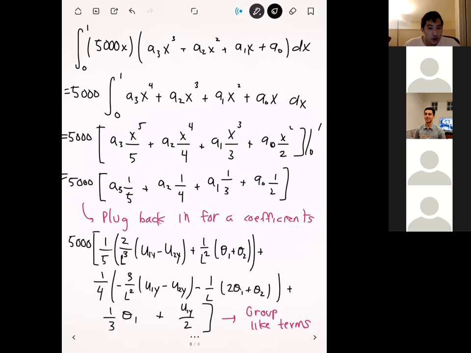And thankfully, after we group the like terms, we'll basically be done from here. Because then what you'll see is that our equation is going to be in the same form as the right-hand side, and we can just read off our nodal forces straight from there.